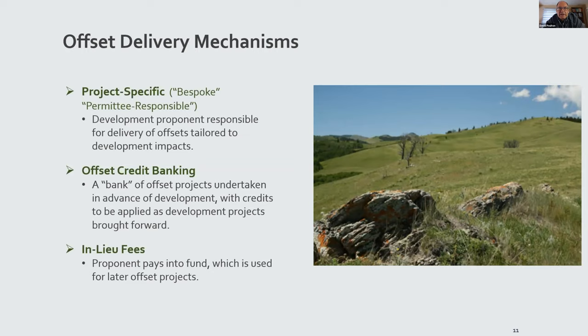Well, the three options that are commonly recognized are: there's project-specific offsetting, whereby each offset is custom designed to match the impacts of one particular development and set of impacts. And so that offset can be carefully tailored. It may not be carefully tailored, but in theory, it could be carefully tailored in order to match the impacts quite directly. What we're getting into a larger discussion about today is offset credit banking.